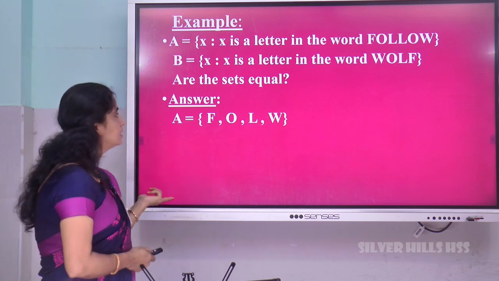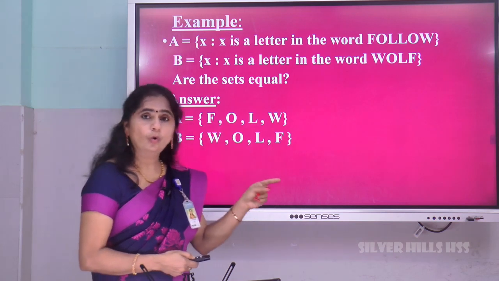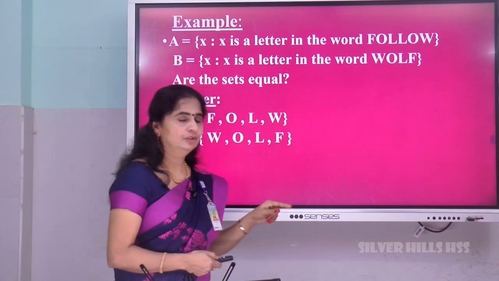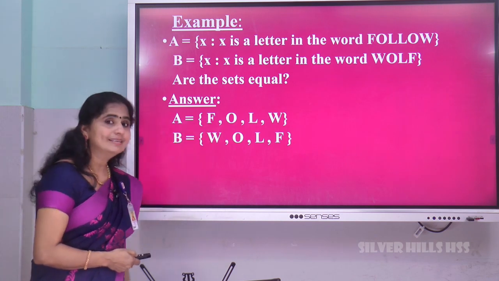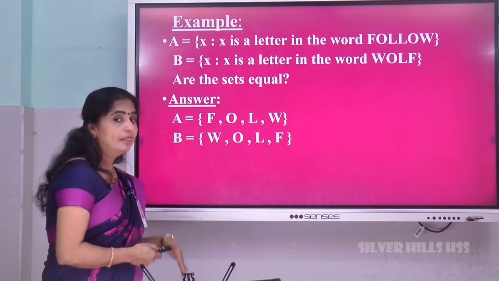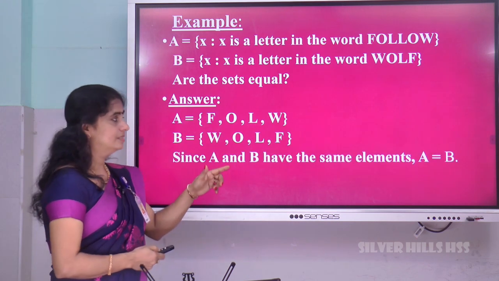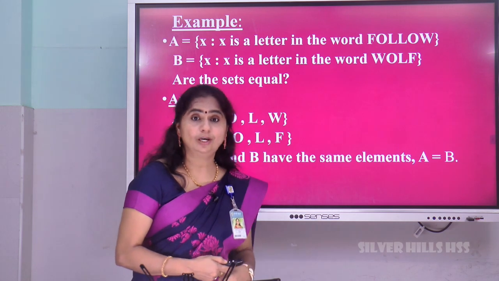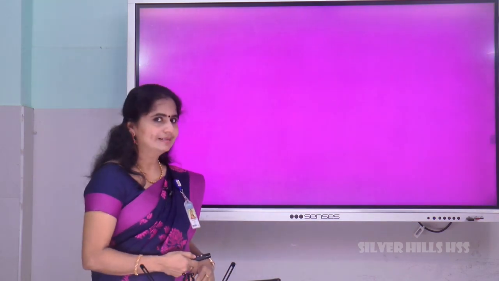Let's write down the set B. What are the letters in B? W, O, L, F. Now compare these two sets. We can see that they have exactly the same elements. Therefore, what can we conclude? The sets A and B have the same elements. Therefore, A is equal to B. We'll see one more example.